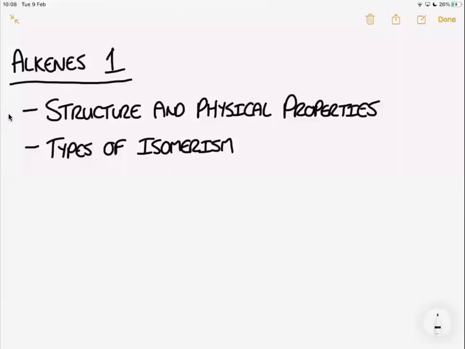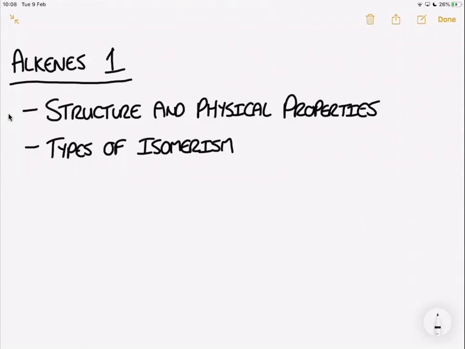Hello, and welcome to this first lesson on the topic of alkenes. This lesson covers largely structure and physical properties and does a recap on various types of isomerism, as well as introducing a new type of isomerism, which is then expanded on in the second lesson.